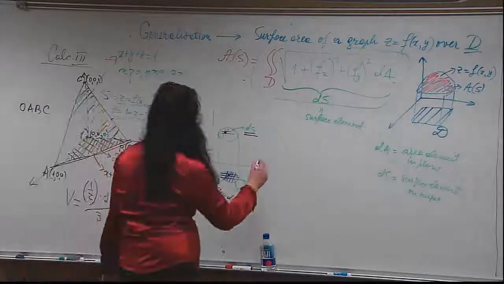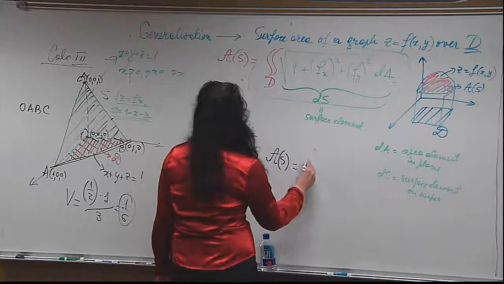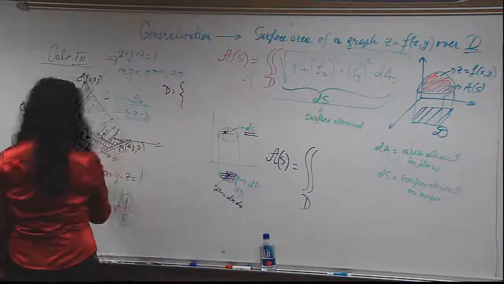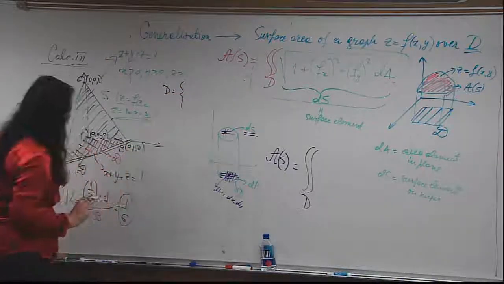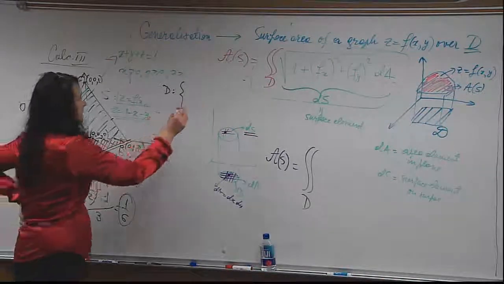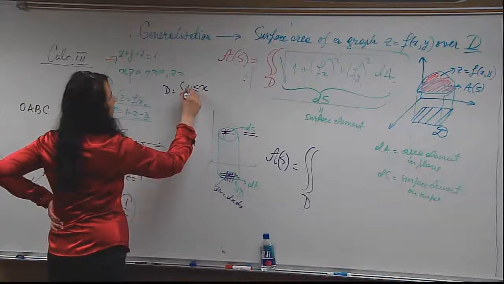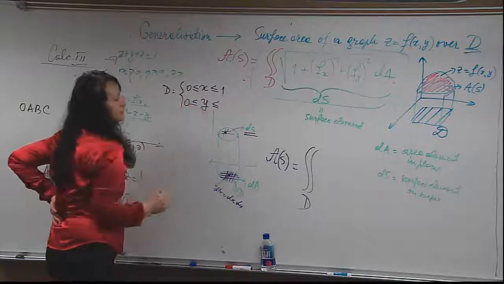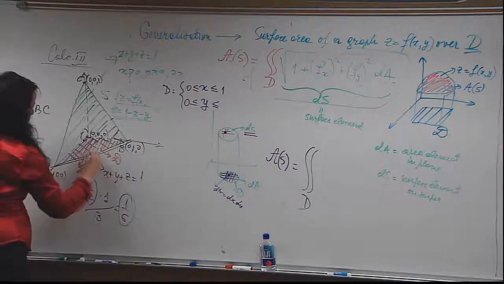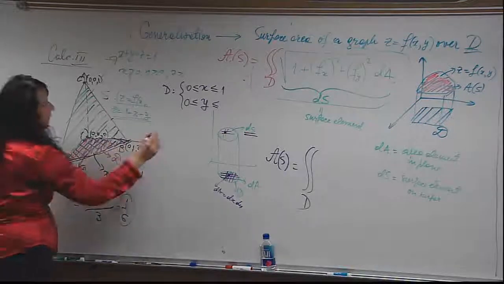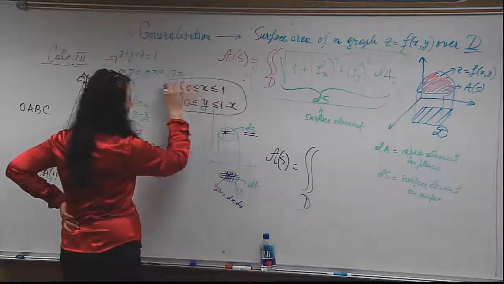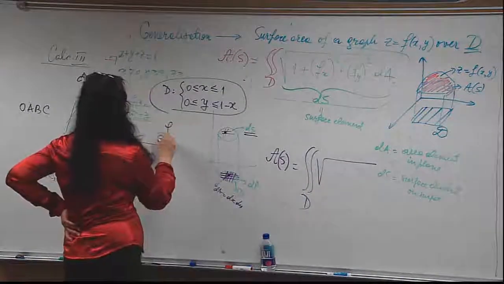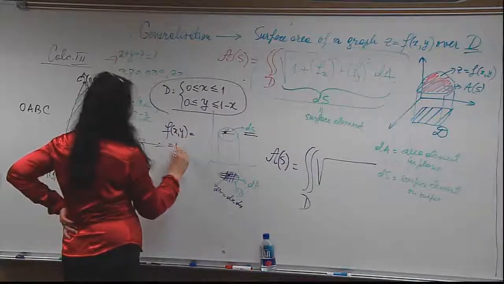Let's see, A of S will be the integral over domain D. What in the world was the domain D? Domain D was the domain on the floor. And you told me what that is, but I forgot, guys. X is between 0 and 1. Didn't you say so? And Y was between what and what? Can you remind me? Between 0 and 1 minus x. Excellent. So this is the meaning of domain D. And square root of, who is f of xy? It is 1 minus x minus y.